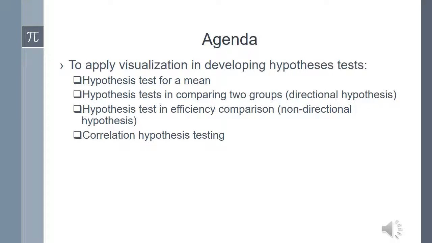The hypotheses tests developed include: 1. Hypothesis test for a mean. 2. Hypothesis tests in comparing two groups or directional hypothesis. 3. Hypothesis test in efficiency comparison or non-directional hypothesis. 4. Correlation hypothesis testing.